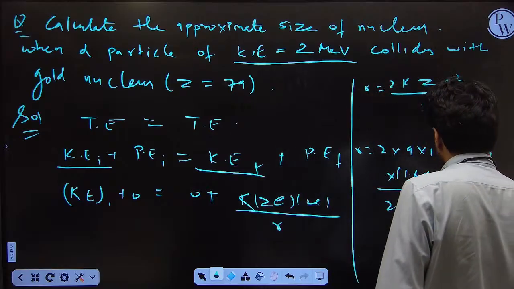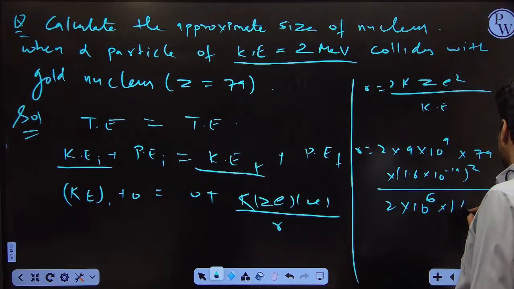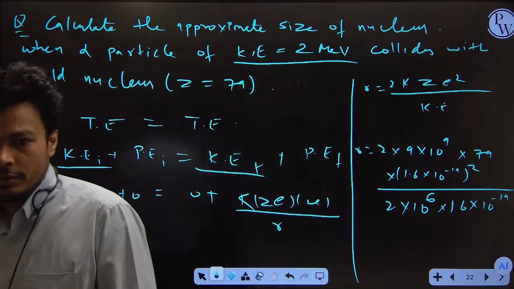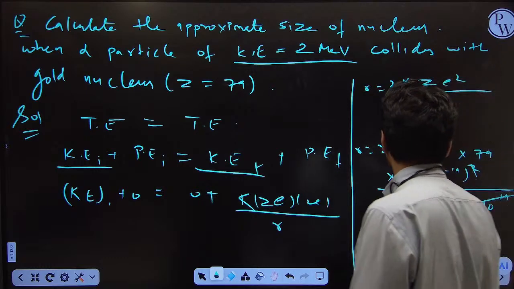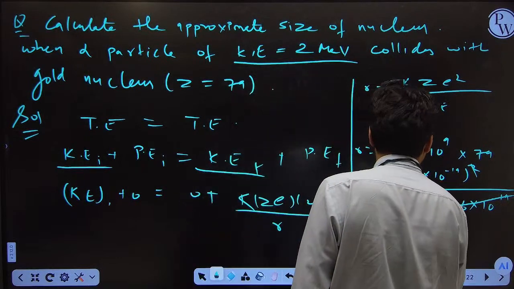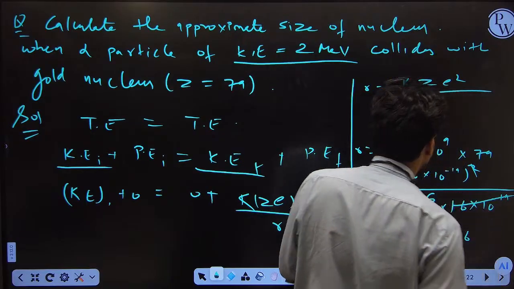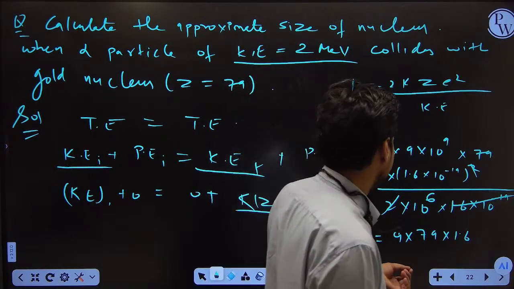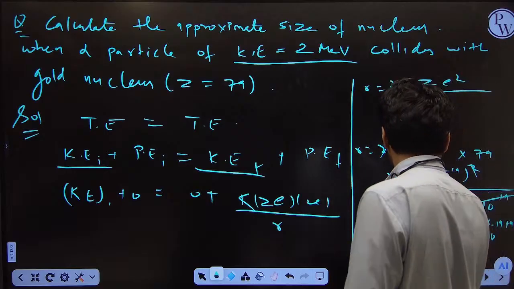2 into 10 raised to the power 6 multiplied by 1.6 into 10 raised to the power minus 19, because this is an electron volt, you have to convert it to joules, to SI units. That's it. So this will get cancelled by this, 2 will get cancelled by 2, and R will be 9 into 79 into 1.6 into 10 raised to the power minus 19 plus 9 and minus 6. That's your answer.